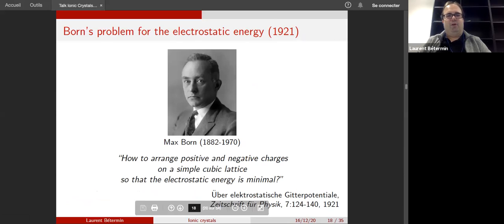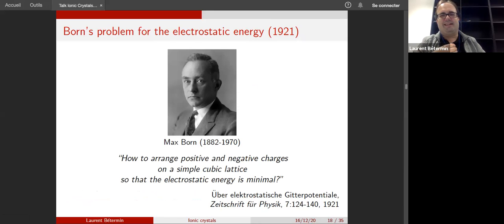Born asks the following question in German. I won't say it in German, but this paper was in German, and he asked how to arrange positive and negative charges on a simple cubic lattice. So you fix a lattice which is simple cubic, such that the electrostatic energy of your whole infinite crystal is minimal. Everything is fixed, and you just want to play with the charges.